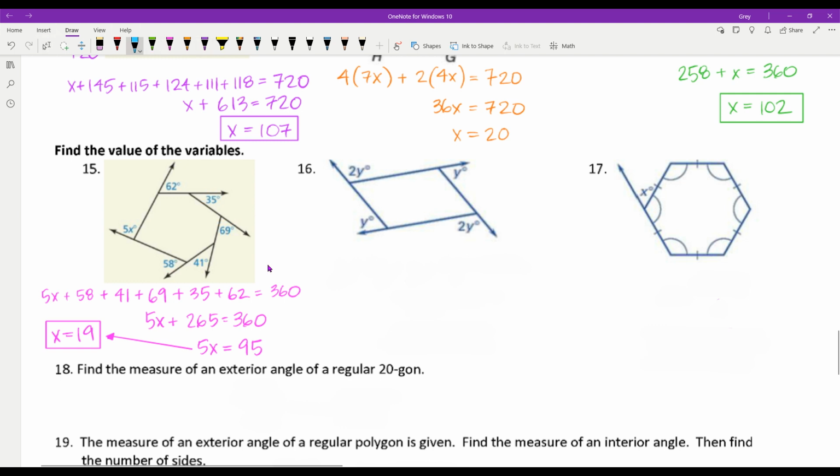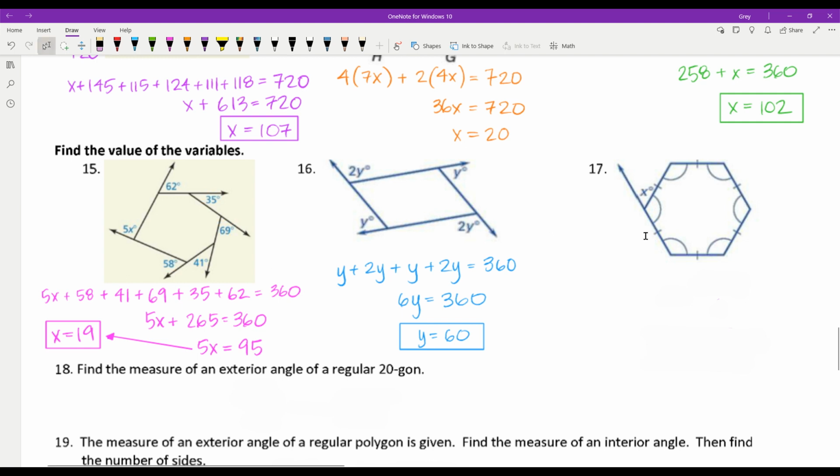Number 16. Again, I'm exterior. They all add up to the same thing. So y plus 2y plus y plus 2y equals 360. 2, 4, 6y equals 360. And y equals 60.